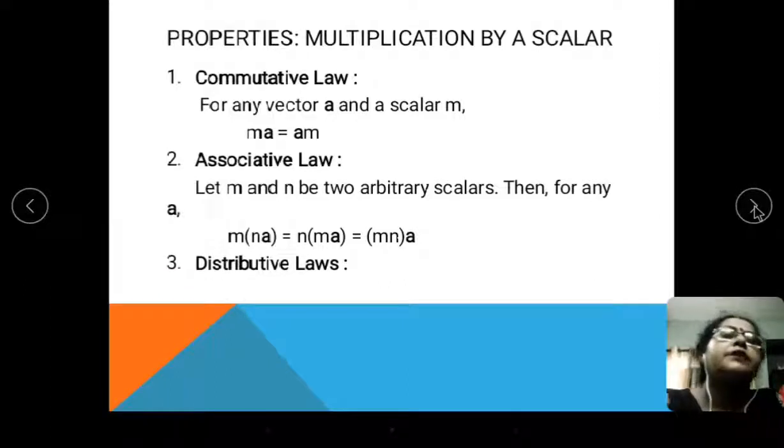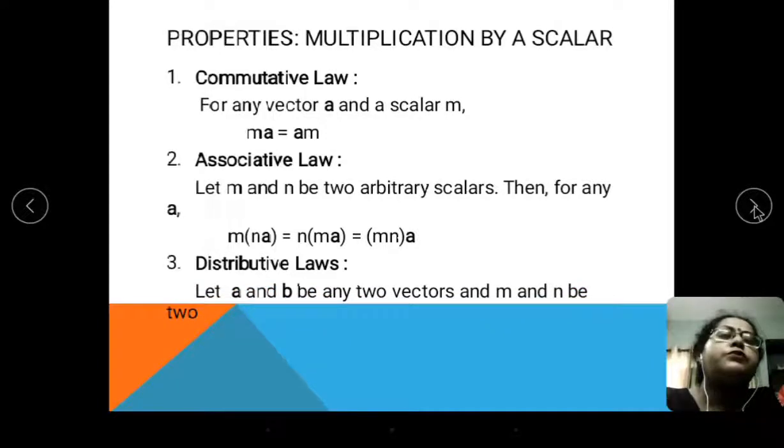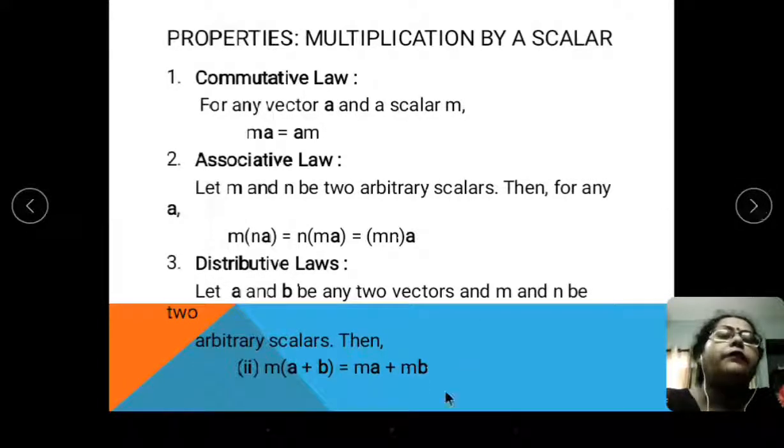And next, the distributive laws. So we have two distributive laws basically. Suppose that we have two vectors A and B and two scalars m and n. Now the first one, m multiplied with (A plus B) is equal to mA plus mB. That means on the left hand side, first we are adding the vectors and then multiplying with a scalar. That is same as if we had multiplied the vector by the scalars individually and then added them.